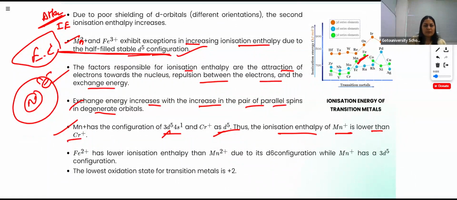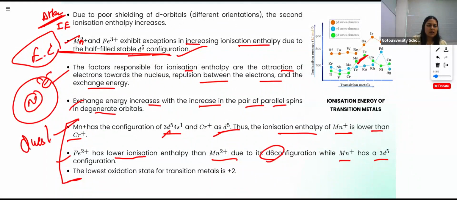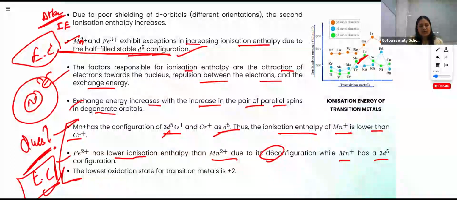All right. For iron 2 positive, these are some exception cases that we are discussing now based on ionization enthalpies. Iron 2 positive will show lower ionization enthalpy than manganese 2 positive because of the d6 configuration, while Mn positive will show d5. Now, what if any question is asked in the exam based on the variation, or the difference in the increasing and decreasing of ionization enthalpy? You can use the concept of electronic configuration to answer such types of questions.